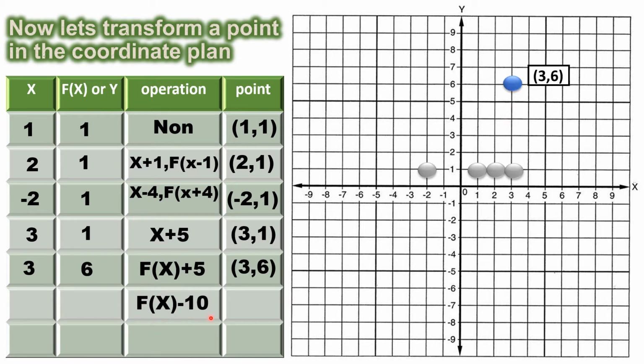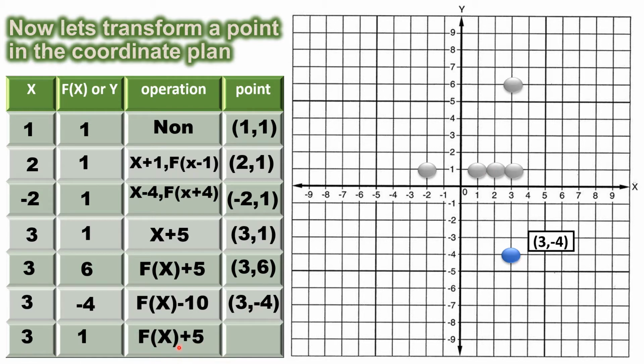If we subtracted 10 from f of x, the point will move down to negative 4, and the point will be 3 and negative 4. If we added 5 to f of x, the point will be 3 and 1, and will move upward to be at 3 and 1.